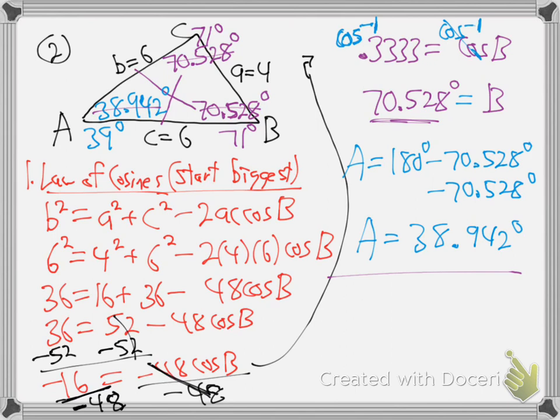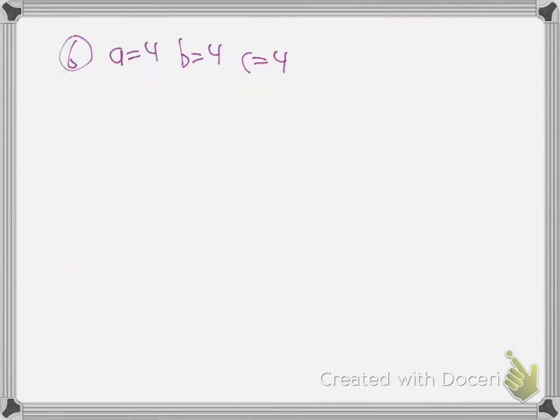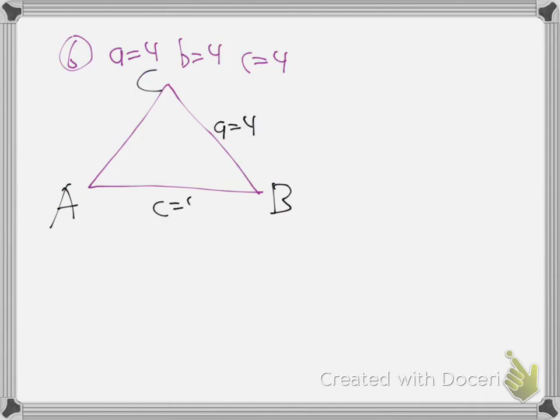We good with those? All right, law of sines, law of cosines. Question number 6. Let me draw the triangle for us. So we got capital A, capital B, capital C, little a is 4, little c is 4, little b is 4. All right, so let's try that one. So number 6.